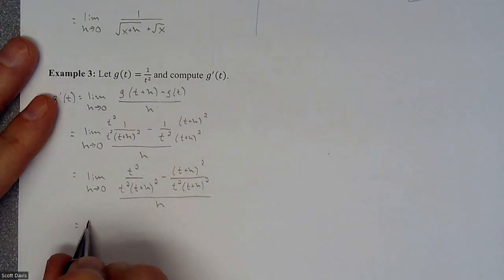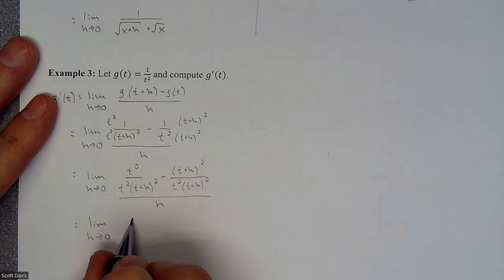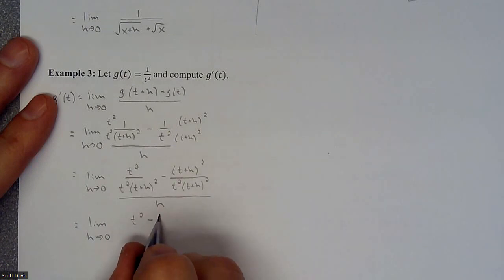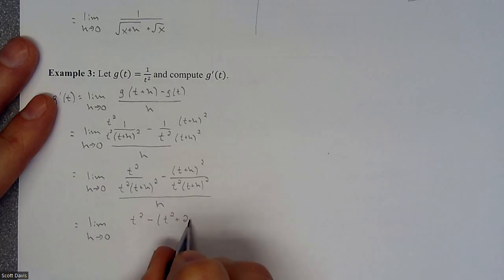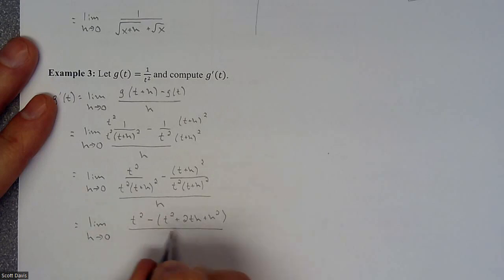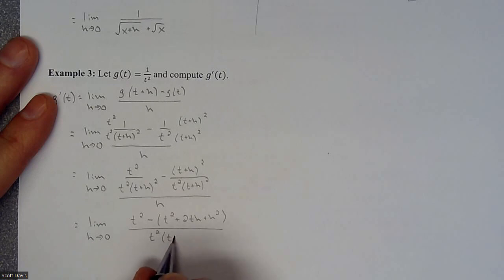So we have the limit as h goes to 0, and we're going to have t squared minus. So I'm going to combine them together. I'm going to multiply this through. So when I multiply that through, I'll get a t squared plus 2th plus h squared, and over this common denominator, and then over the h.